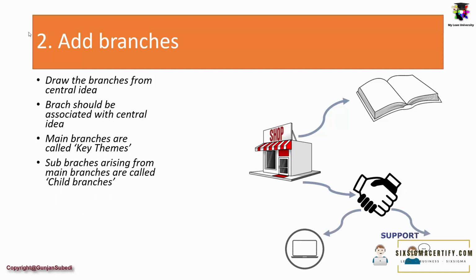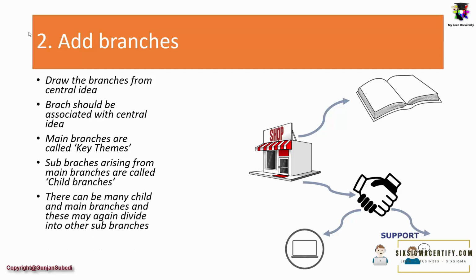And the sub branches arising from the main branches are called the child branches. There can be customer support, there could also be the online delivery service, etc. And one thing that we should understand is there can be as many child branches and main branches coming from the central idea, and the child branches coming from the main branches and sub child branches coming from the child branches. So we can divide indefinitely as we like.